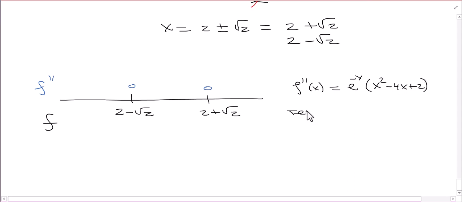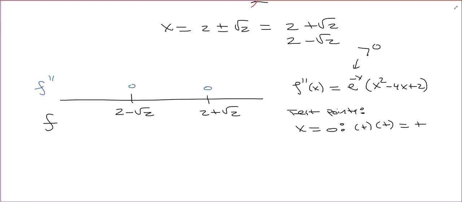And so our test points, pick 0 likely, because that's a nice one to use. When x is 0, you have e to the, well, this is always positive regardless of the value of x. E to the minus x is always positive, right? Because the negative on the exponent just means it's 1 over e to the x, but e to the x is always positive. So when x is 0, this is positive, and then 0 plus 2, so positive. And it's positive. So second derivative is positive on that interval.